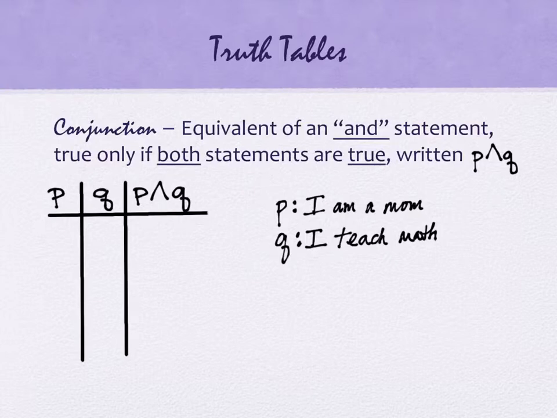Now, going back to our statements, these are two separate statements, right? One thing does not mean the other thing has to be true. Agreed? I could be both of these things. I could be neither of these things. I could be one of them and not the other one. All those things are possible.